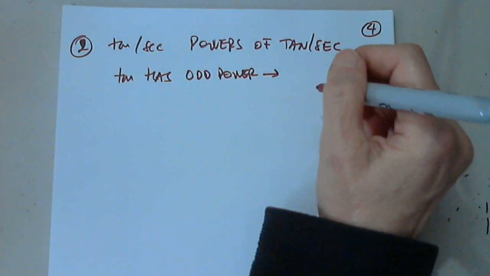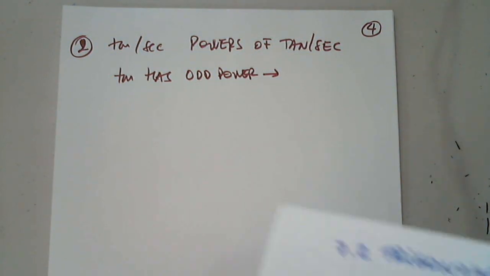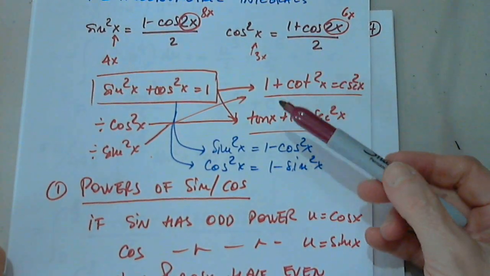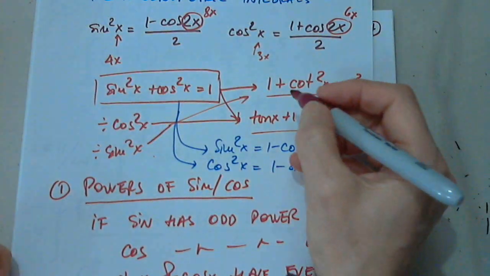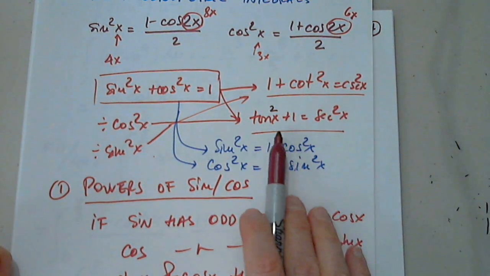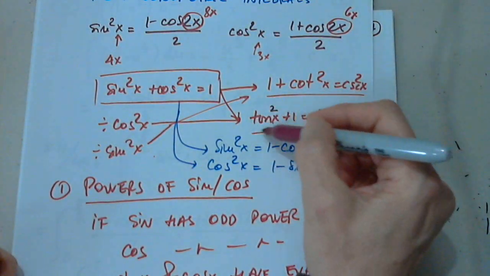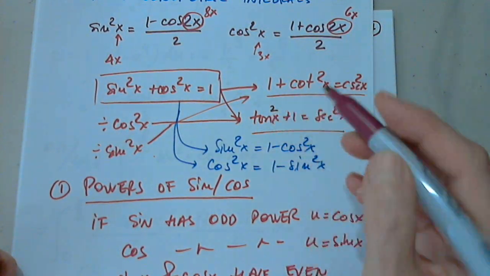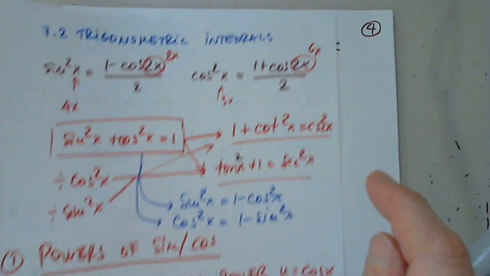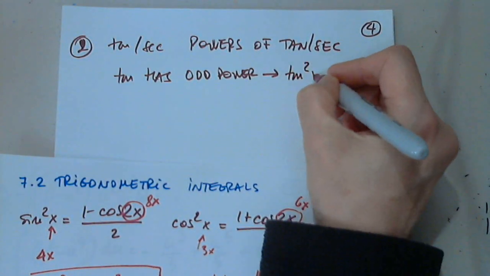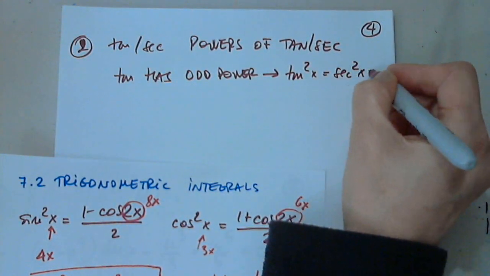we should always think of, okay, let's go back here. So if I want, okay, tangent squared plus 1 equals secant squared, of course. So if I need tangent squared, all I have to do is move 1 to the other side. So then I write tangent squared equals secant squared x minus 1.